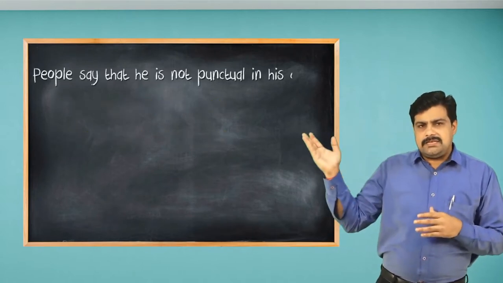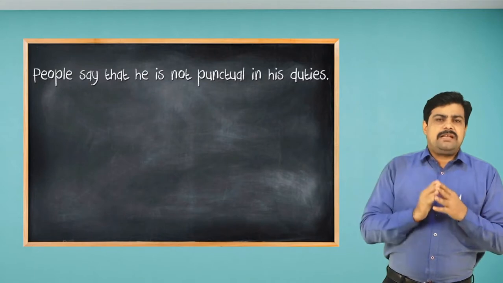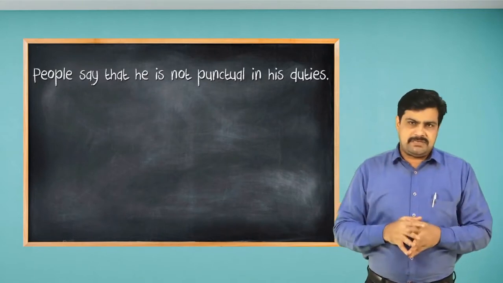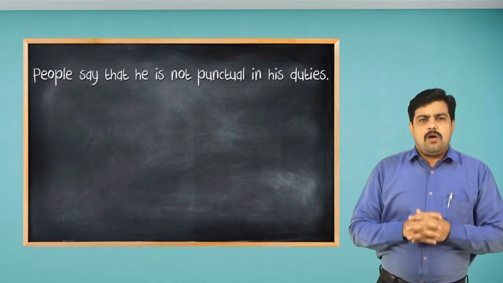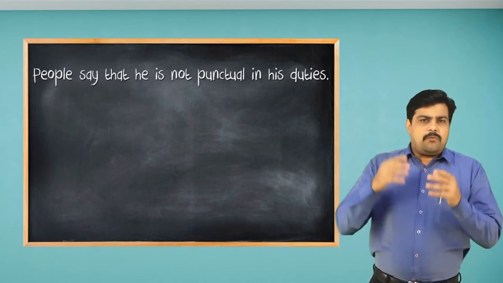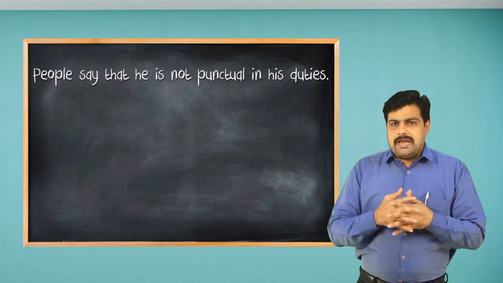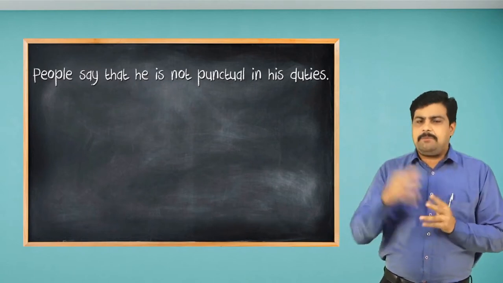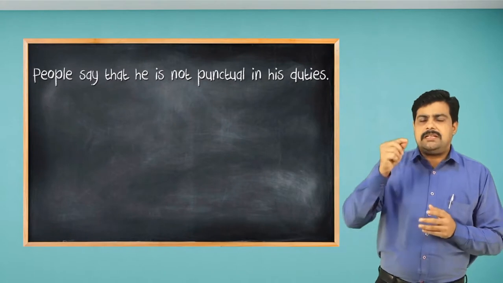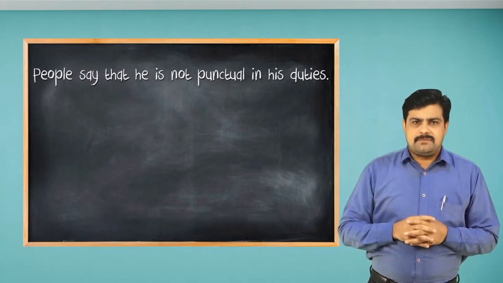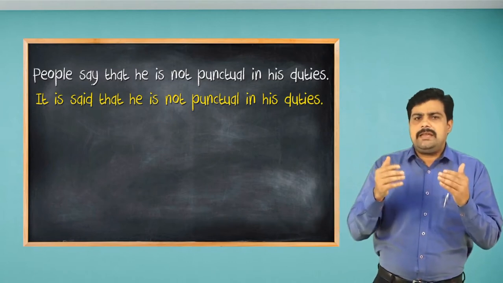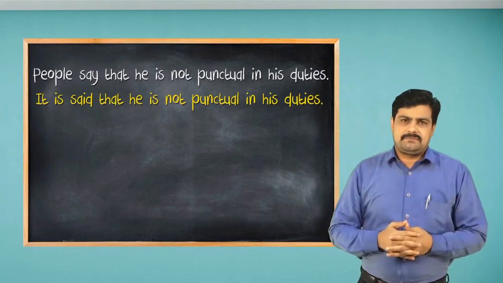Let's take another sentence. People say that he is not punctual in his duties. This is active voice. Well, remember when the subject is general or vague, we should not use the preposition by in passive voice. See the passive voice of the sentence. It is said that he is not punctual in his duties.